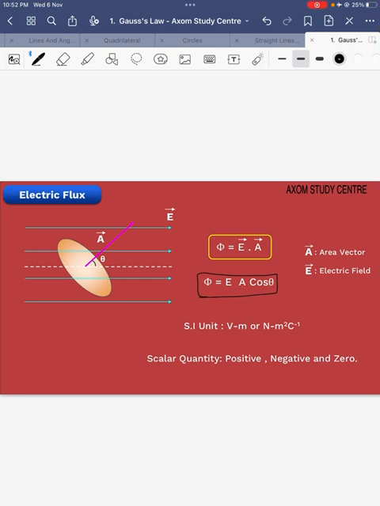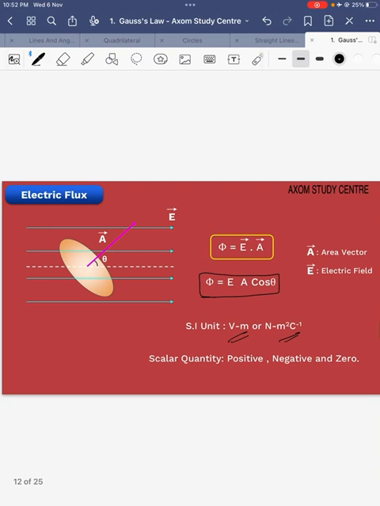So phi equals EA cos theta. Now the unit: the unit is volt meter, or Newton meter square per coulomb. Now this flux is a scalar quantity. It is not a vector quantity.